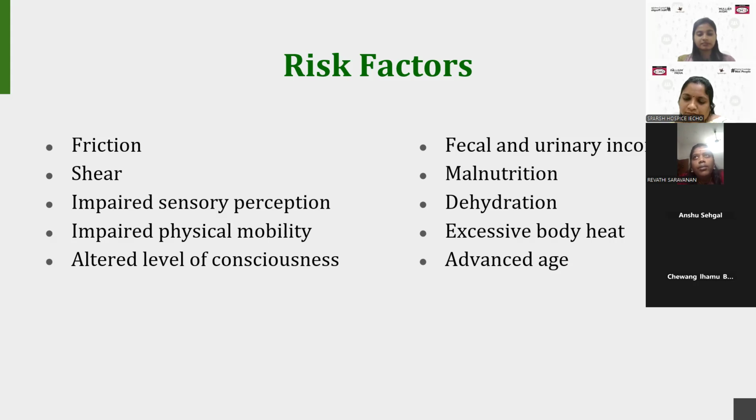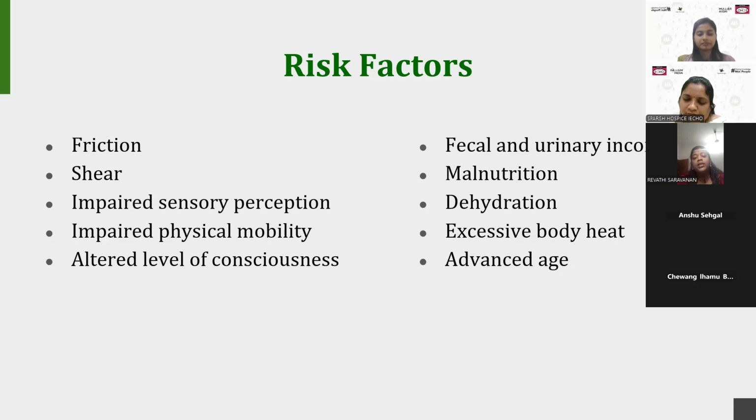Initially, we do everything consciously. We have to put on this dress, we have to put this bed sheet. Oh, the bed sheet is so wet, we have to change that. Like we are planning, but they don't know. So altered level of consciousness also plays a major role here. Then fecal and urinary incontinence. This is the lack of care department.